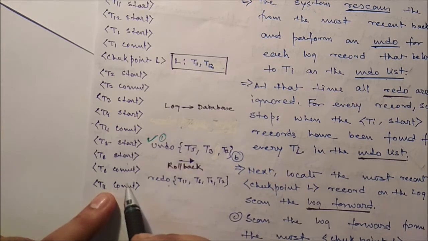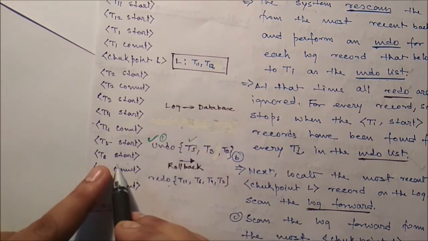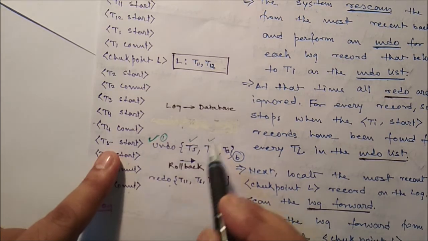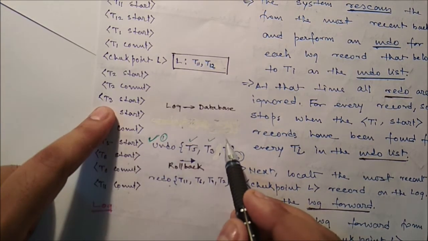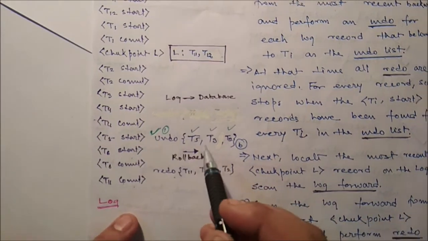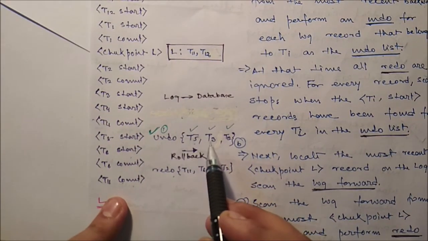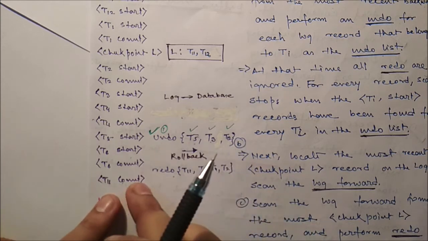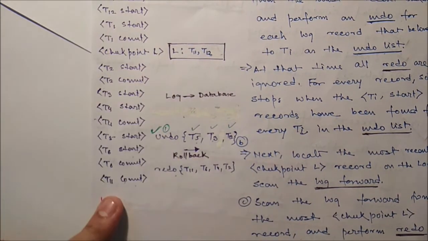First of all we have to undo T5, then we have to undo T3, then we have to undo T12. Undo means roll back. So we have to roll back T5 first, then T3, then T12, checking from the bottom.